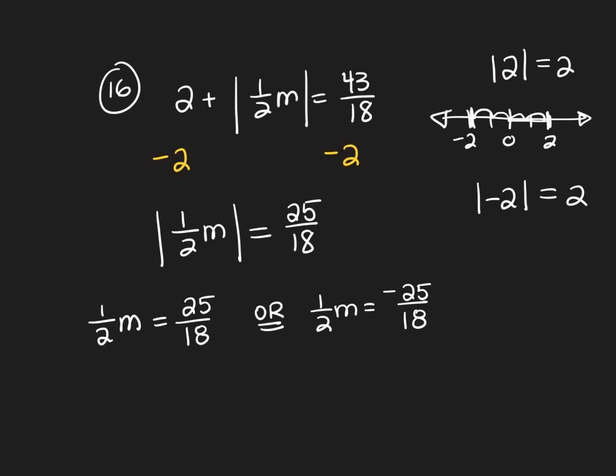So then from there, you could just solve that equation, or those two equations, and you're going to get two solutions. So for all of the absolute value problems, you've got to set up two equations after you get the absolute value part, the part between the bars, on one side by itself.